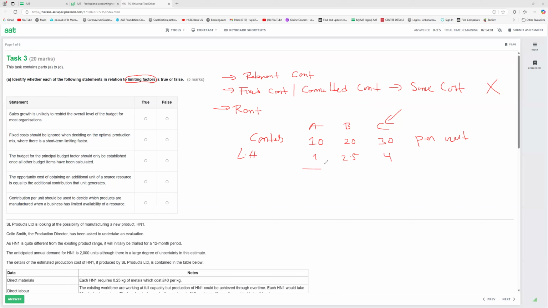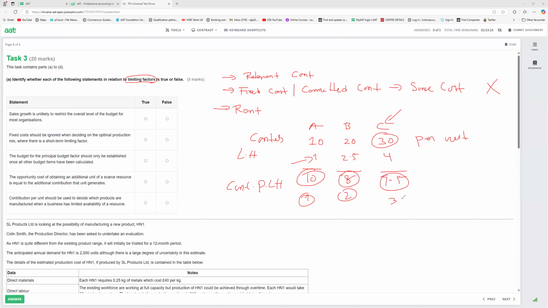Now we have to divide. 10 divided by 1 gives me 10. Then 20 divided by 2.5 gives me 8. And 30 divided by 4 gives me 7.5. So this is contribution per limiting factor. At the beginning we said C gives us more contribution, so we should make C first, but actually we should make A first, because to make A I need fewer resources. So my ranking will be A number 1, B number 2 and C number 3.